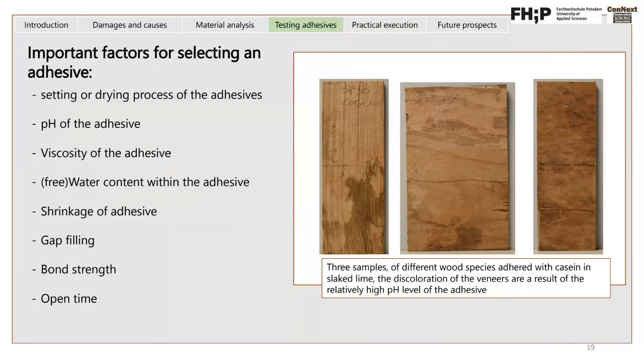Especially the setting or the drying process of the adhesives can have a very negative effect on the veneers. We also must consider what effect the pH of the adhesives can have on the wood species that has been used for the buildup, the viscosity of the adhesives, the water content within the adhesives, the gap filling properties, as well as bond strength, etc.